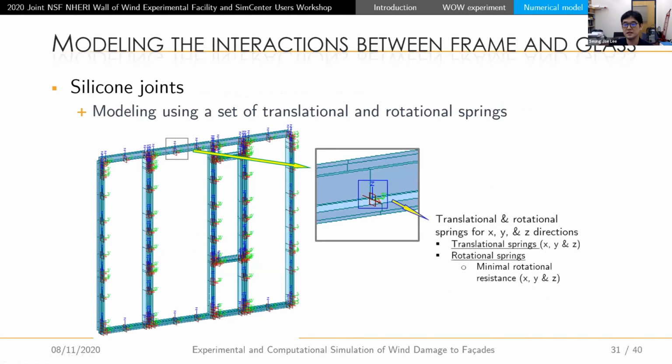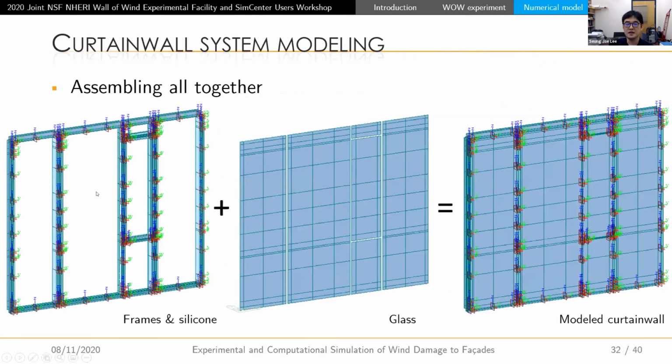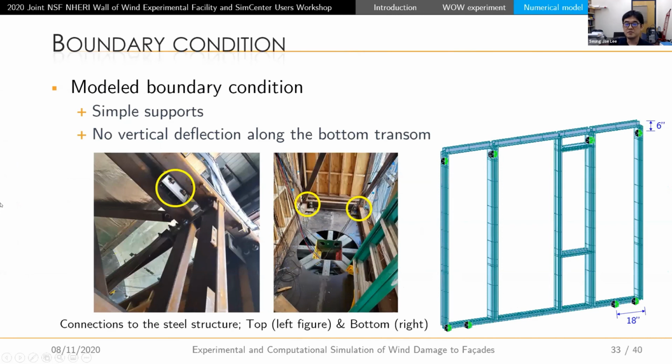And then finally, we can model the frame and silicone, and then assemble them with the glass. And finally, this is the curtain wall system model we developed in the numerical model. The boundary condition was modeled as in the actual test specimen. So we really considered how it was attached to the metal structure used in Wall of Wind testing. So we put a simple support like that, and we didn't consider any vertical deflection at the bottom of the transom to mimic the actual condition in the testing.